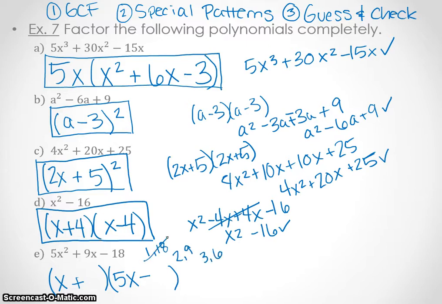So I don't like starting with those. You can if you want, but I'm going to start with 2 and 9. So let's do 2 here and 9 here. So x times 5x is 5x squared. X times a negative 9, negative 9x. 2 times 5x is plus 10x. And then finally, 2 times negative 9 is negative 18. So negative 9x plus 10x, nope, not going to cut it because that's just x, and I need 9x.